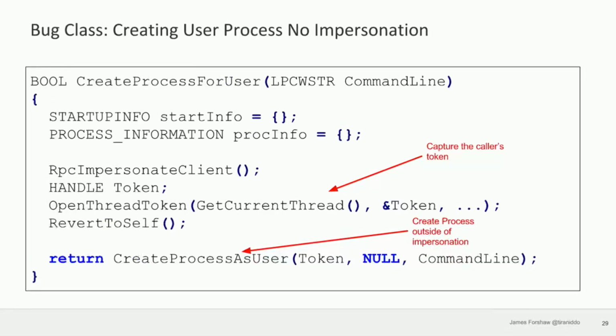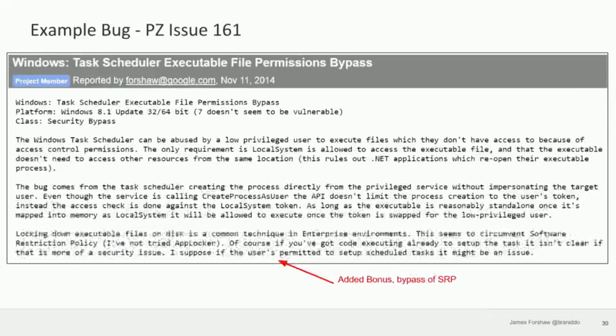So the first sort of bug is this one. If you find a piece of code which creates a user process but forgets to impersonate the user while doing so, you can basically access files that you shouldn't be allowed to access. And I've got obviously an example here, issue 161, so it's quite an old issue. The task scheduler on Windows 8 forgot to do this and basically allowed you to spawn arbitrary processes even though you couldn't access the exe file itself. So you could bypass the access control list on the exe file and create a new process with that user.